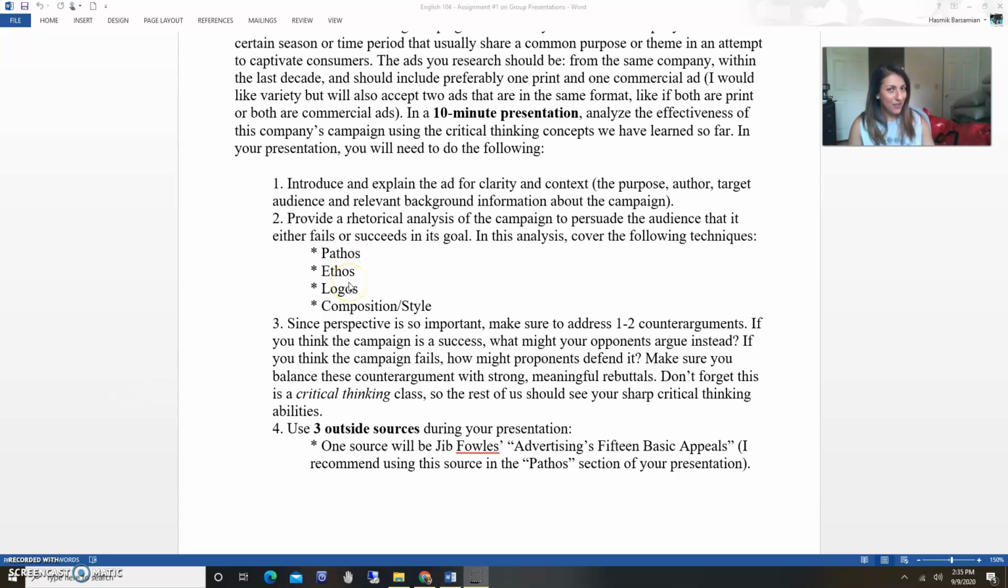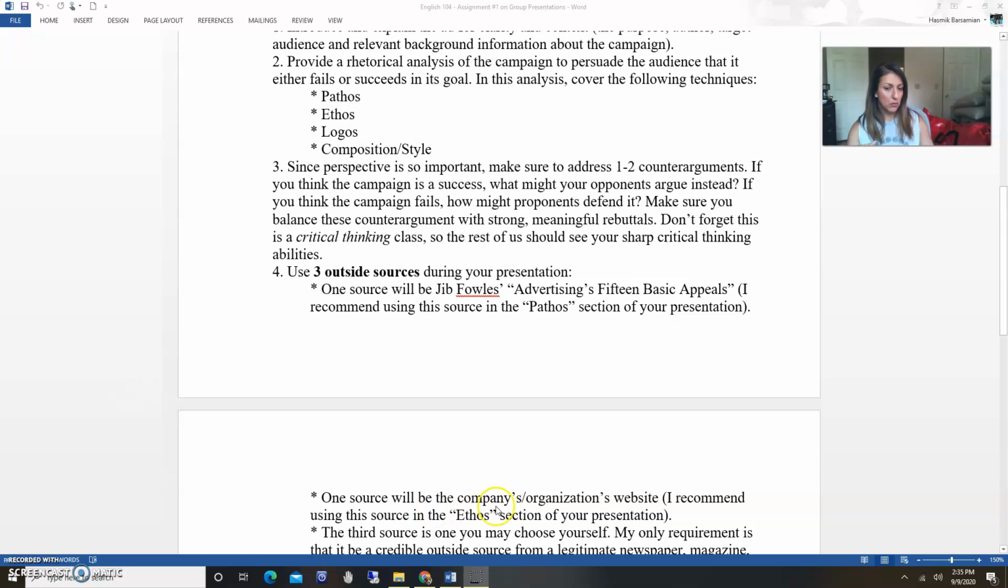Then comes the ethos. Now, ethos we know is the ethical appeal. We know that it has to do with morality, it has to do with credibility. And for that portion, I do think researching a little bit about the company is necessary. So that kind of goes to my second source requirement, which is using the company's website. Most of these companies have websites, or there's information that you can discover about the company in their about section or their history section.